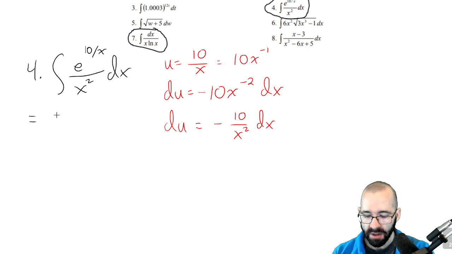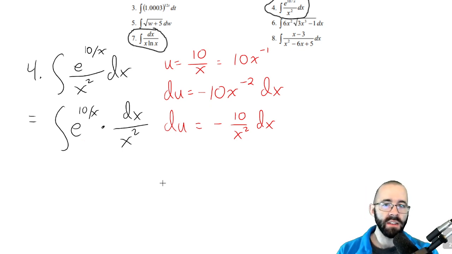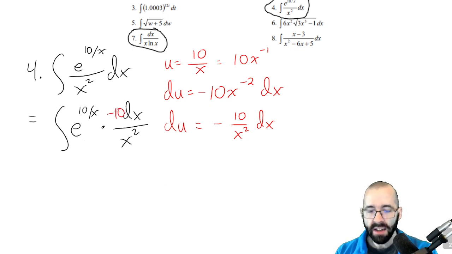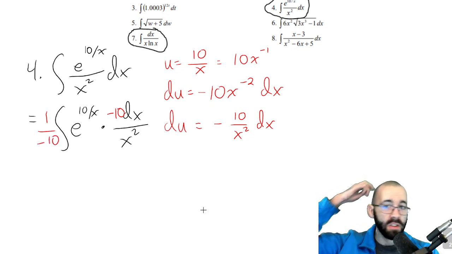So let's rewrite this integral a little bit. Let's write this as e to the 10 over x times dx over x squared. Exact same thing, right? dx, we can think of it as divided by 1. And similarly, this we can think of as divided by 1. So we haven't cheated. We haven't changed anything. And if we have a negative 10 here, then we have our du. But if we multiply by negative 10, we need to divide by negative 10 too. But we can totally do that.